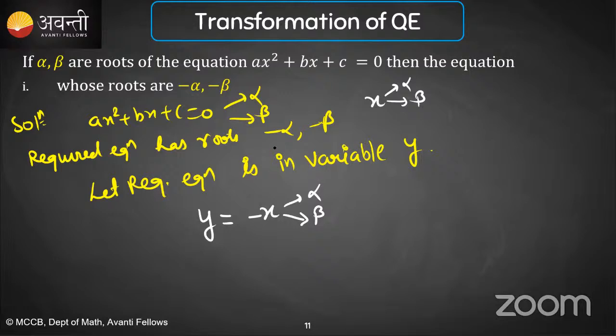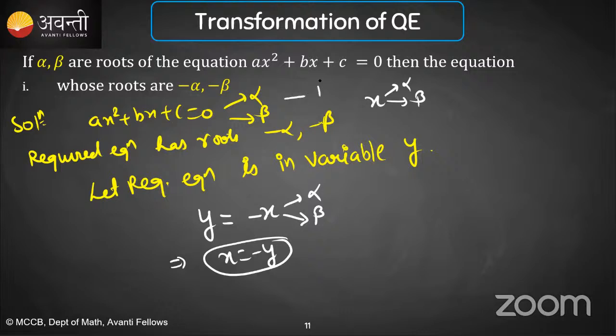And I need the required roots minus alpha, minus beta, right? So if I substitute y equal to minus alpha, it will satisfy the equation. And if I substitute y equal to minus beta, then again it will satisfy the required equation. So y is equal to minus x, where x is the root of the above equation. Put x as alpha, y is minus alpha; put x as beta, y is minus beta, right? So what is x? It implies x is minus y, right? x is minus y, right?